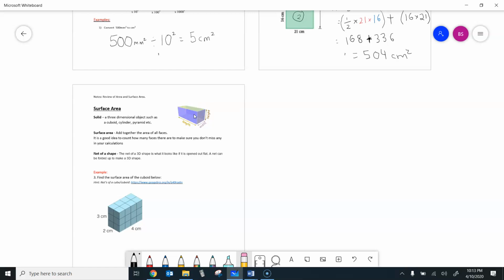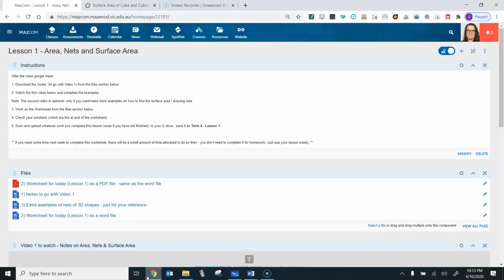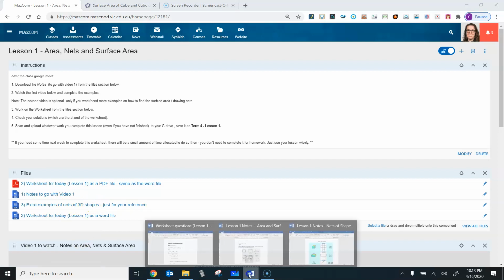One way to make sure that you do count all the sides, and particularly when it's not something like a cuboid where it's so obvious, is to use what we call the net of a shape. So we have a look. If you go back to the lesson here, there's a file here that says extra examples, nets of 3D shapes. You can open that file if you like.